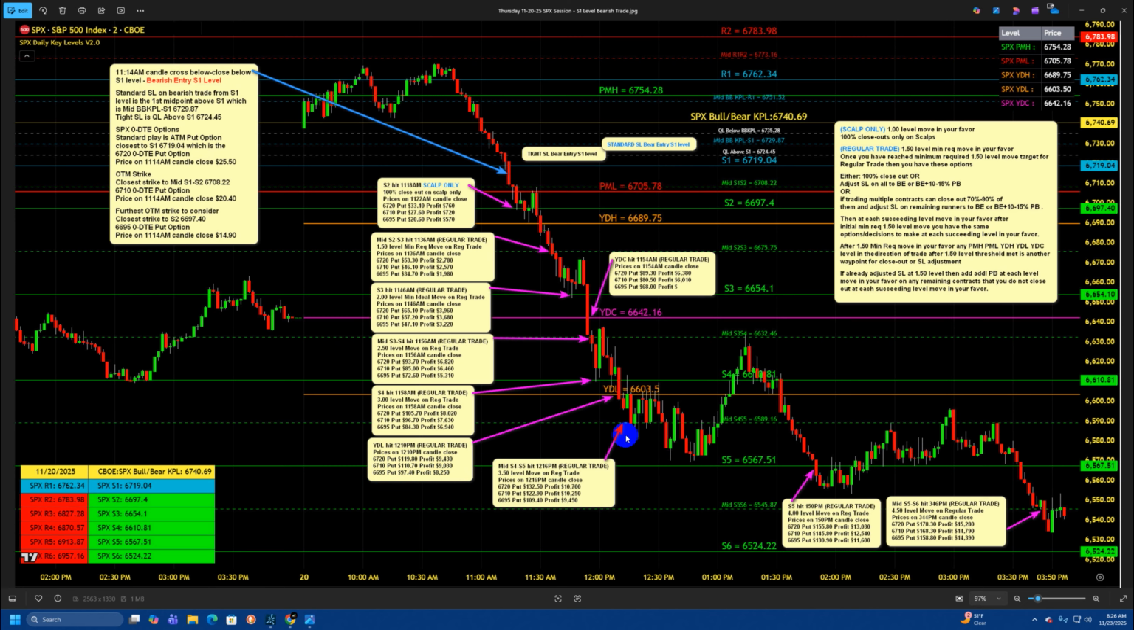$8,250 per option. Then here on the 12:16 candle, as you can see, it closes right on the mid S4, S5 level. That's now a 3.5 level move in your favor on this trade. Again, this trade started at S1, so 1 level here, 1.5, 2, 2.5, 3, now 3.5.